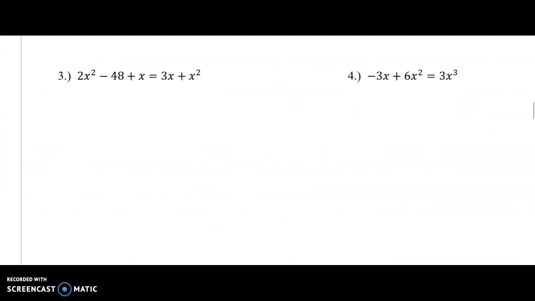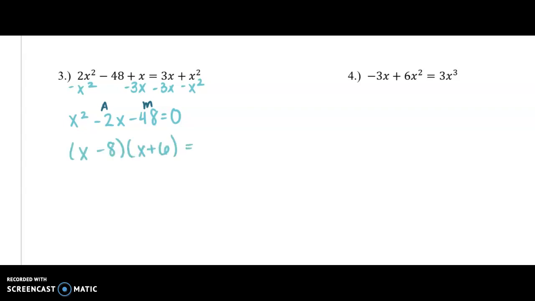Number 3, same thing. Have to get everything to one side. So I'm going to subtract x squared and subtract 3x. I'd be left with x squared minus 2x minus 48. I'm just putting that in standard form. Okay, and then I can factor. I can figure out what multiplies to negative 48 that adds to negative 2. That would be negative 8 and positive 6. So then it would be x minus 8 times x plus 6 is equal to 0.